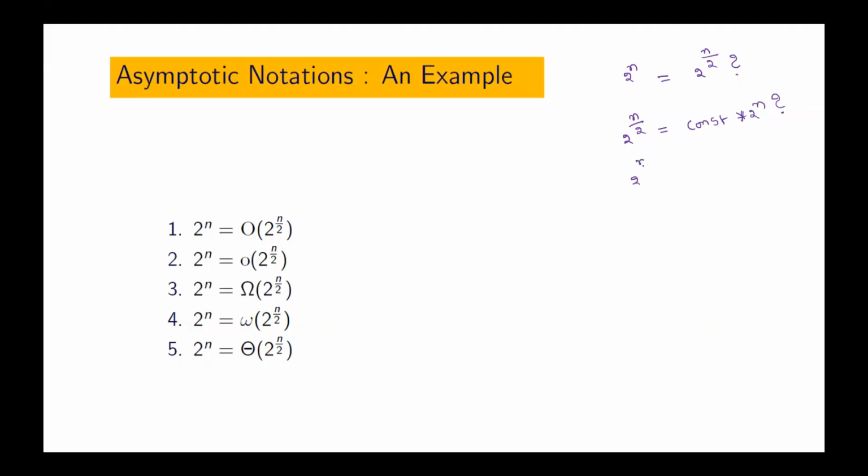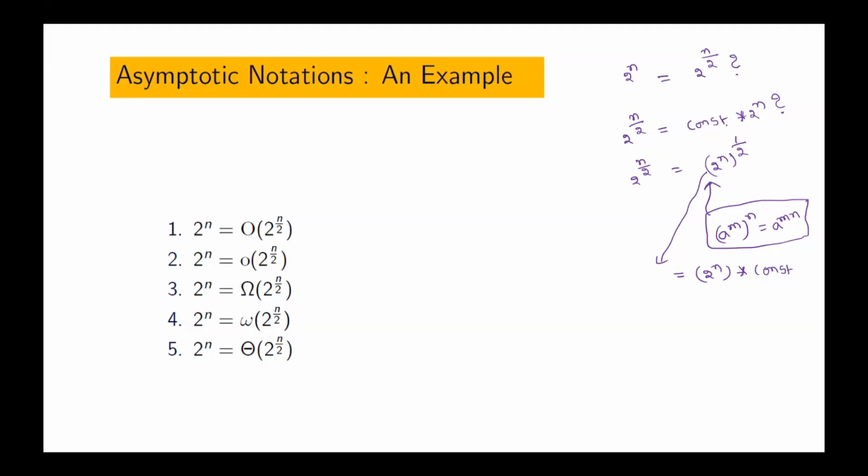2 power n by 2, we can write as 2 power n whole power 1 by 2. Is that correct? We know that a power m whole power n is a power mn. Based on this, we can write it like this. Now the question is, is it possible to write it as 2 power n into some constant? No, sir.